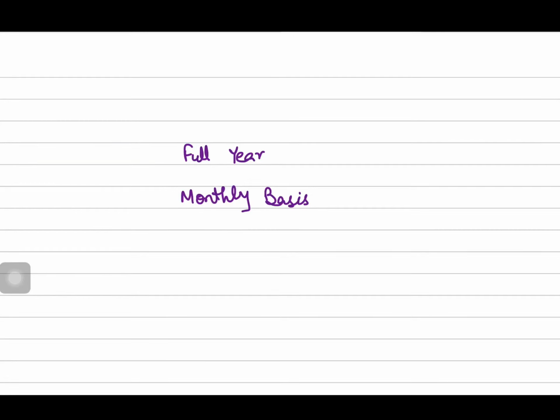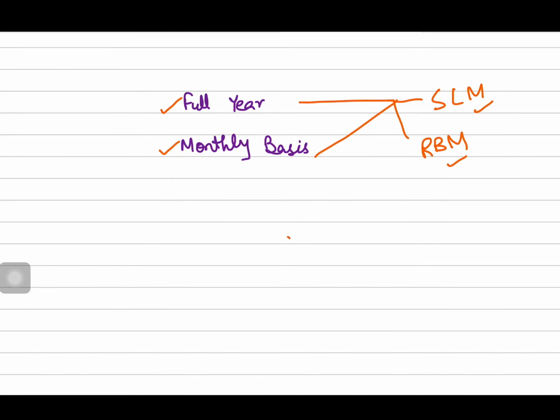So in the last two videos, we solved some examples related to full year policy and monthly basis policy for both of the methods, that is straight line method and reducing balance method as well. Now in this video, we will be solving again an example, but this time it is a bit complex example.